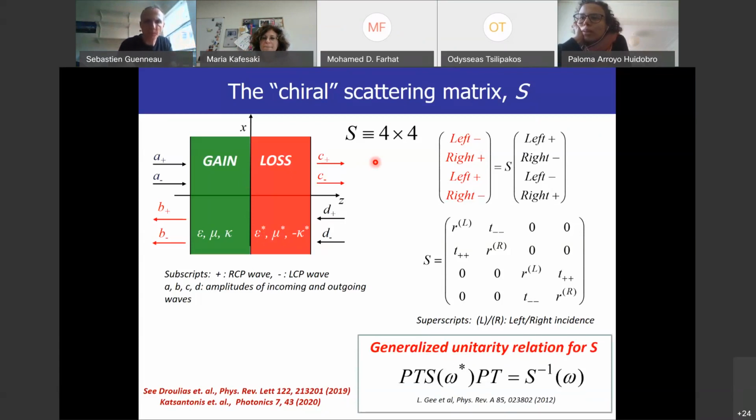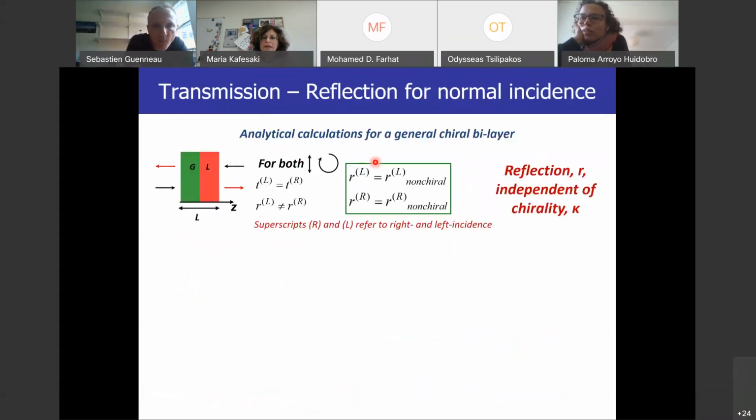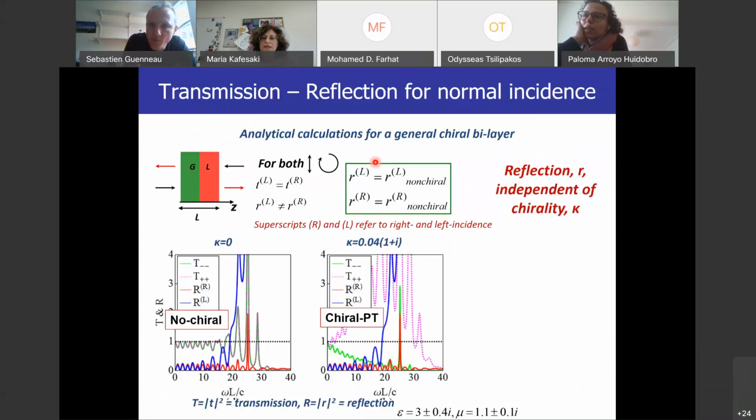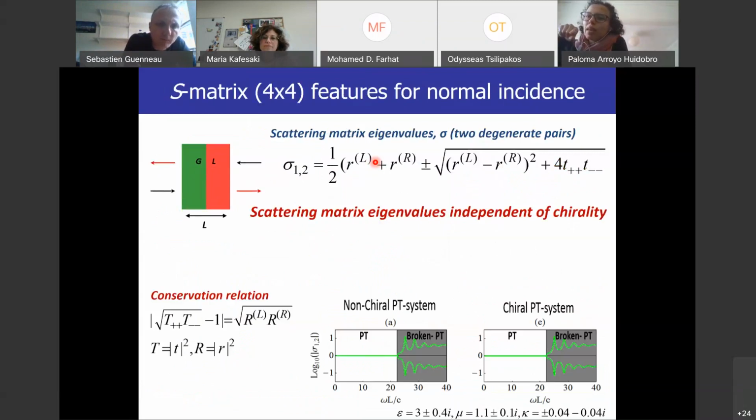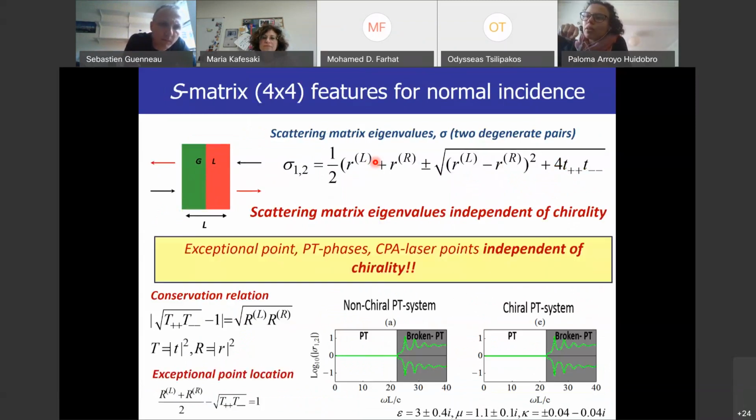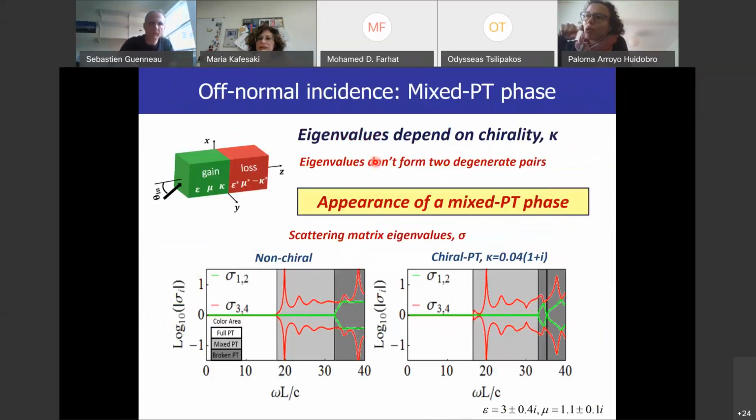So, first, if I understand correctly, your mixed phase will mean that one of the polarizations will be in the broken phase, and the other circular polarization will be in the unbroken phase. So you can get a CPA or one of these effects only for one polarization. Is this correct?